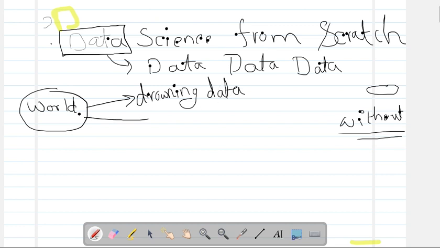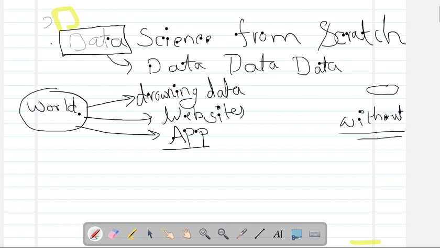That data may be in terms of a website, or an Android app. So these are the things we can understand. When I am talking about a website, let us suppose you are looking at Netflix. Each user is tracked, and every click is tracked.